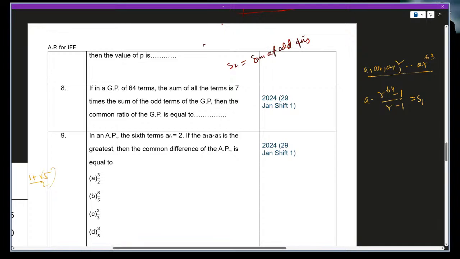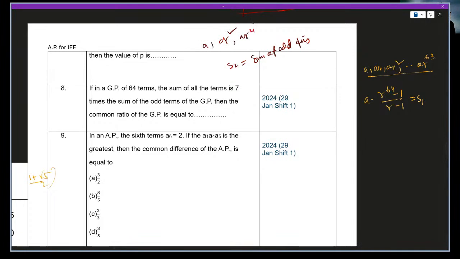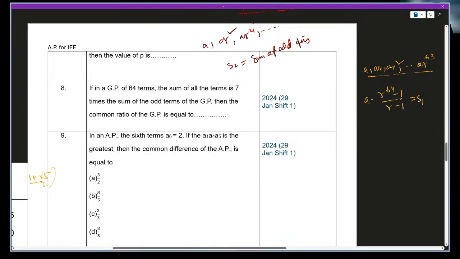All terms start from where? AR square, AR4, like this. So sum of all terms, there will be 32 in number. So there will be common ratio R square. See how easy this sum is? If you have the mentality to excel in the exam, you can do it easily. Just reading and then doing the sum. Common ratio R square here.